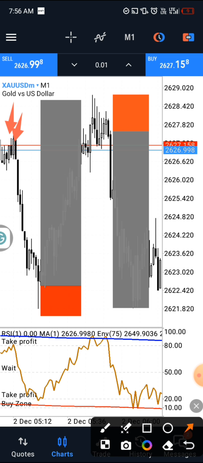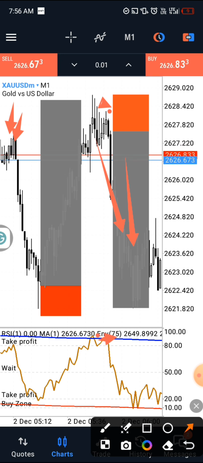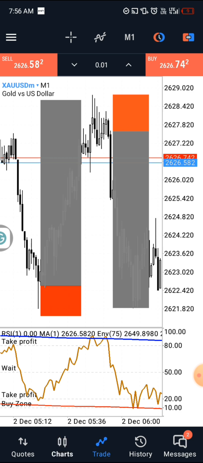You took this trade from here. This was your stop loss and this is your take profit. Imagine, because you got your entry here. So guys, this is just one of those ways you can make some profit trading using this particular strategy.